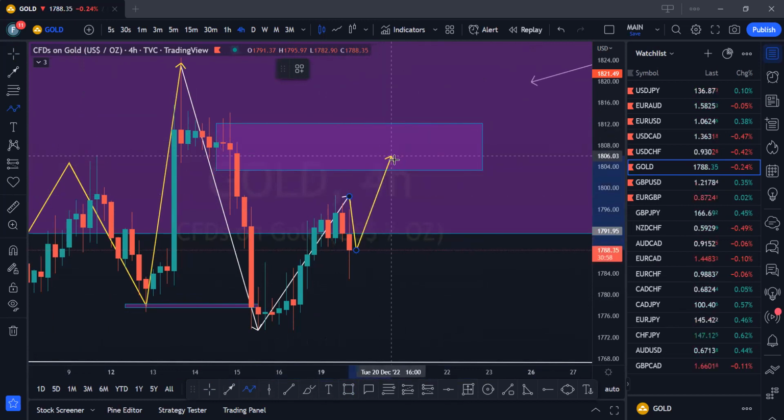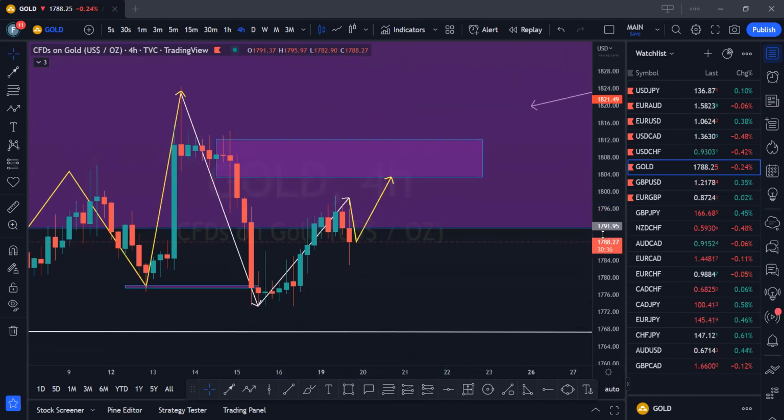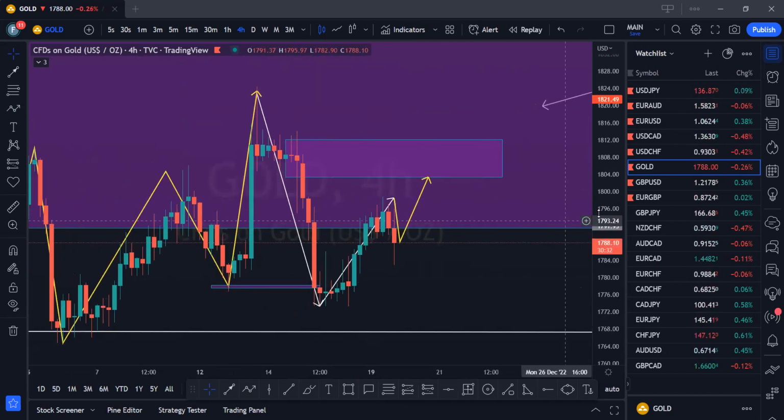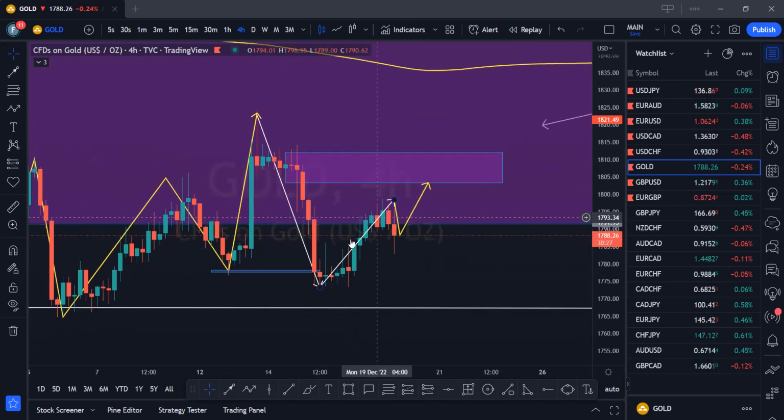If this happens, what you can do is to just set a sell limit to 1803, and then you want to put your stop loss somewhere here above this high or above the extreme high. Okay, so that depends on you and your risk. All right, but ideally, like I told you from the beginning, gold is setting up for a sell. Setting up for a sell.